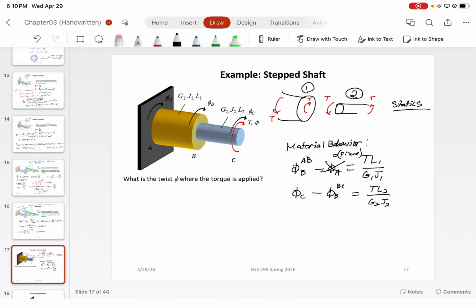Now in this case, what is phi B for BC and phi B for AB? It's the rotation at point B in all instances, right? So the rotation felt by both ends has to be the same. So phi B for member BC and phi B for member AB have to be the same because of continuity. All right? That's all I'm trying to say.